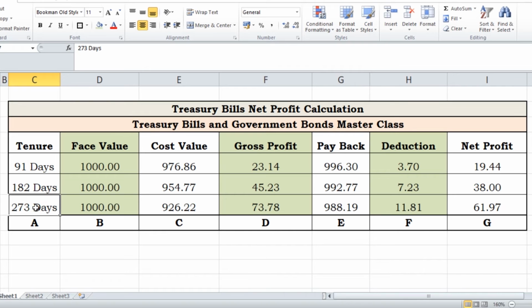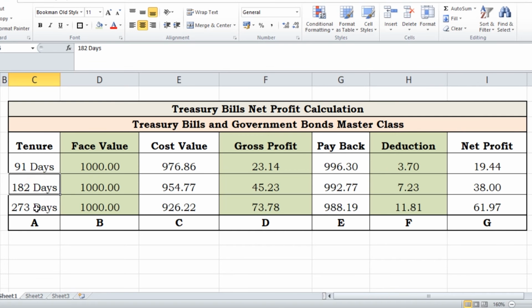These results, the one I'm giving you, these are like the actual amounts that I invested and the actual amount that I made on this particular investment. So we have the 91 days, 182 days, and 273 days. The face value for this particular investment was 1,000 kwacha. So I bought these.